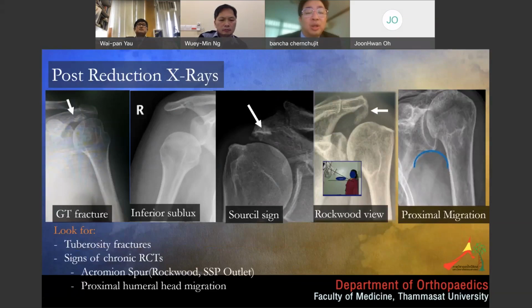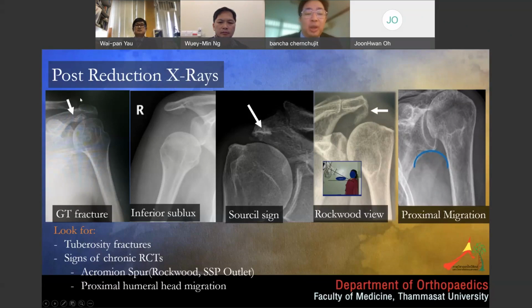You need to look for the tuberosity fracture. You need to look for the size of chronic rotator cuff tear, because some patients have impending cuff tear or pre-existing cuff tear. So you need to look for the acromion spur, the suture size, and the humeral head migration. If you see these X-ray findings, think that the patient may have pre-existing cuff disease or impending cuff tear.